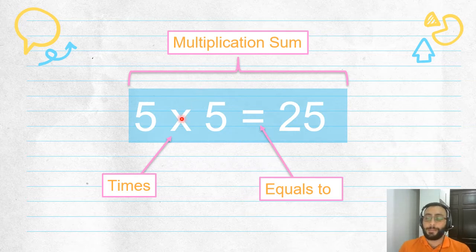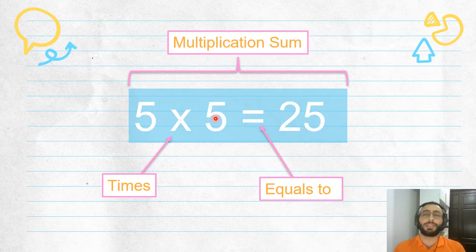Now, what is multiplication? Here it is. It has times, this one, and it has equals or equals to, which is here. And we call the whole thing multiplication sum. So 5 times 5 equals 25.